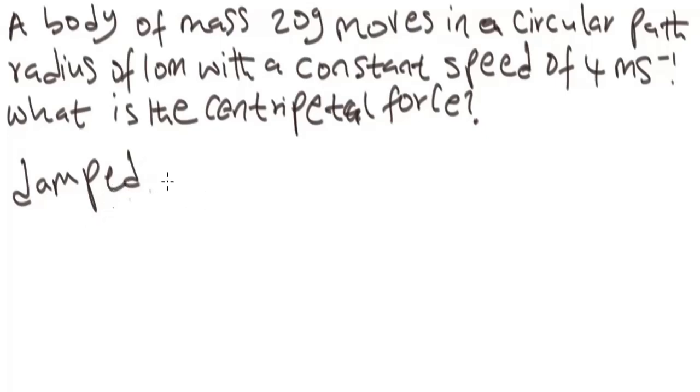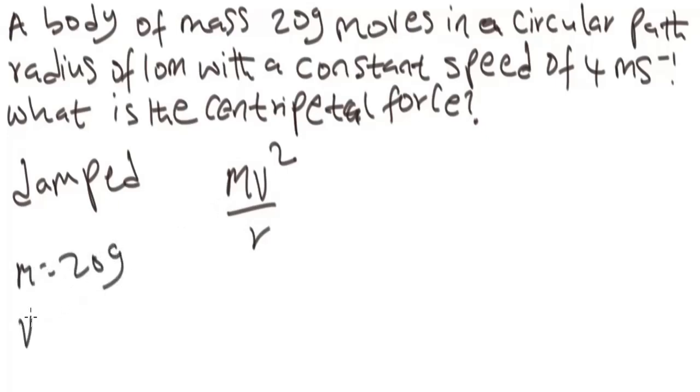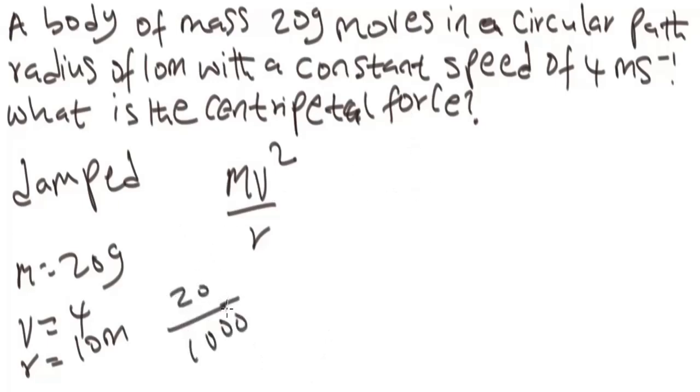Alright, so let's go ahead and solve this problem. So this is centripetal force. The formula will be mv squared over r. Alright, so our mass is 20 grams, our velocity is 4, our radius is 10 meters. Very important, you convert this gram to kilogram. To do that, you divide the 20 by 1000.